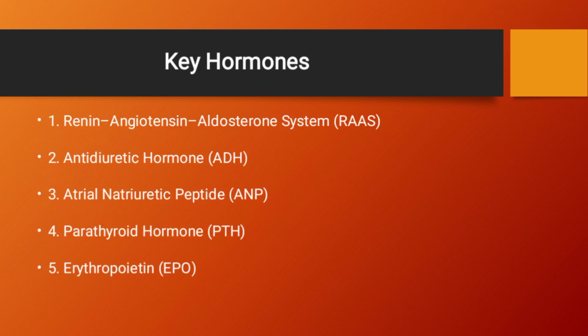So, what are the key hormones involved? Several hormones influence renal function. The most important are the renin, angiotensin, aldosterone system, antidiuretic hormone, atrial natriuretic peptide, parathyroid hormones, and erythropoietin. We will go through each in detail.